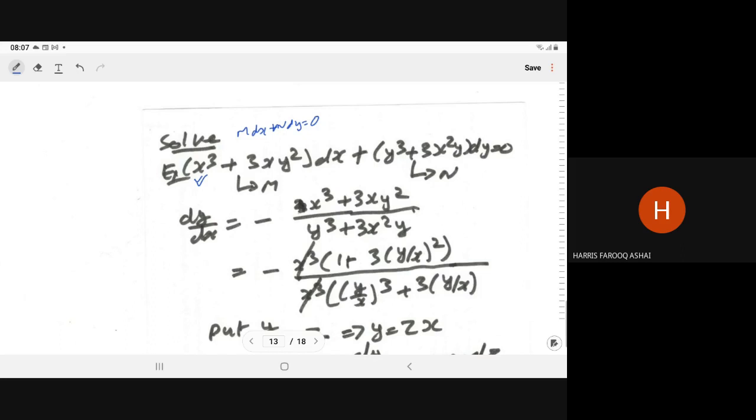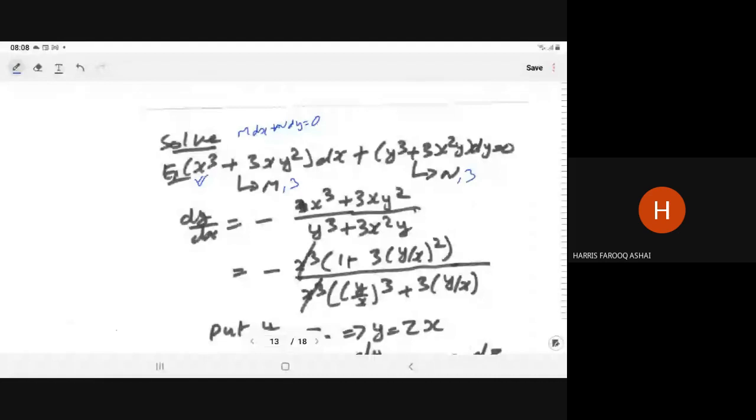So tx cube plus 3tx into ty whole square. You can take t cube common, and again you will get this. So M is a homogeneous function of order 3. Similarly, if you take N, ty cube plus 3 tx whole square into ty. So this is also of the same order 3. So this can be written as dy by dx is equal to minus (x cube plus 3x into y square) upon (y cube plus 3x square into y).